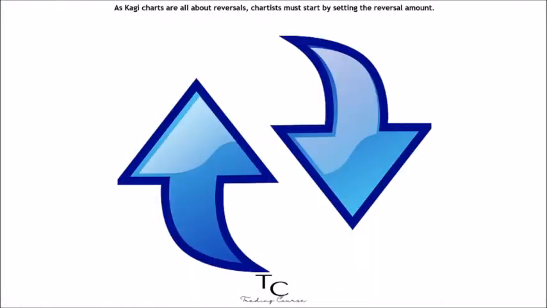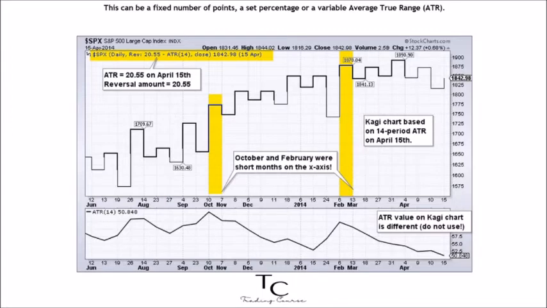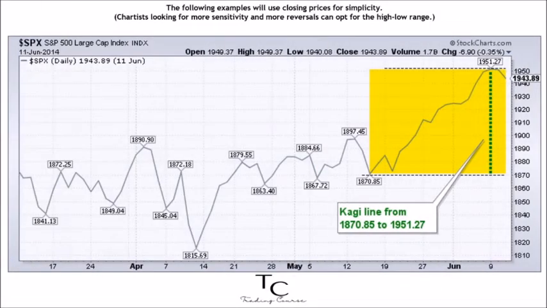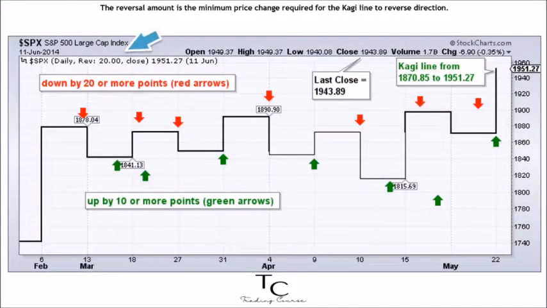As Kagi charts are all about reversals, chartists must start by setting the reversal amount. This can be a fixed number of points, a set percentage, or a variable average true range, ATR. Note that this reversal amount can also be based on closing prices or the high-low range. The following examples will use closing prices for simplicity. Chartists looking for more sensitivity and more reversals can opt for the high-low range. The reversal amount is the minimum price change required for the Kagi line to reverse direction.